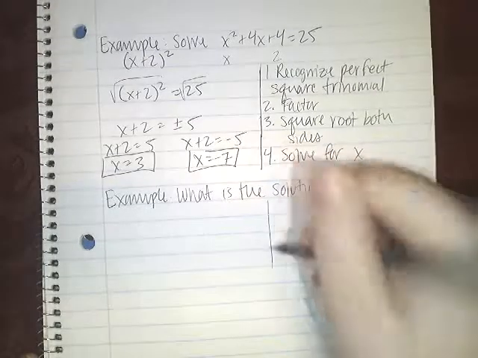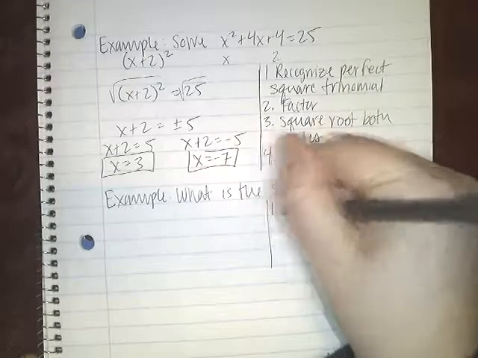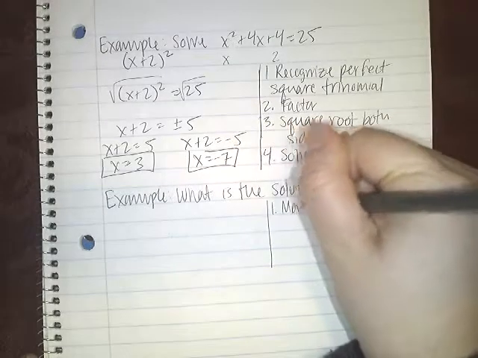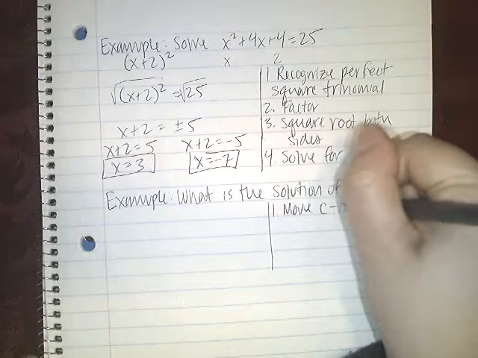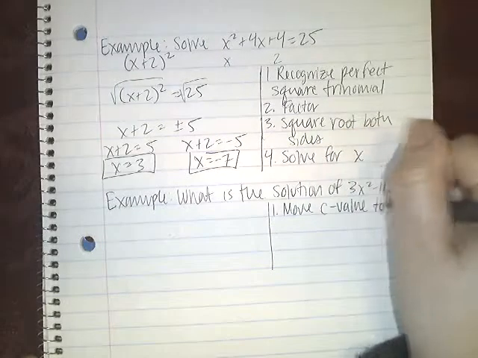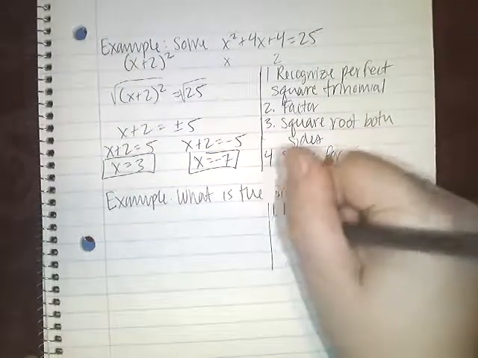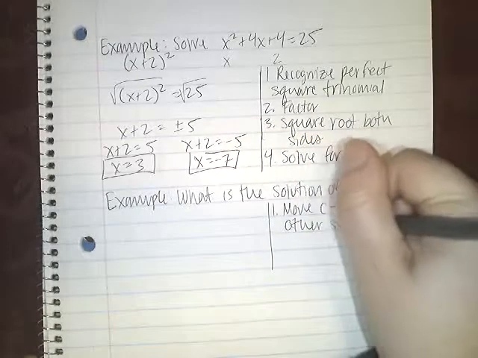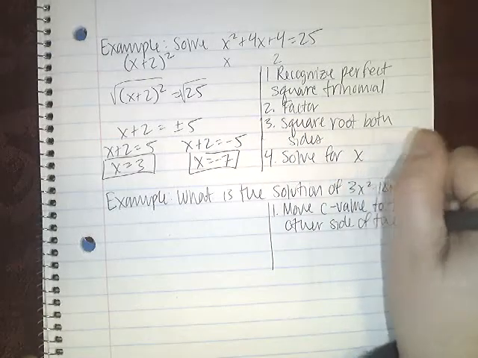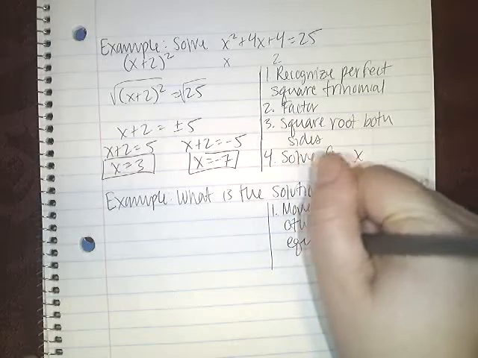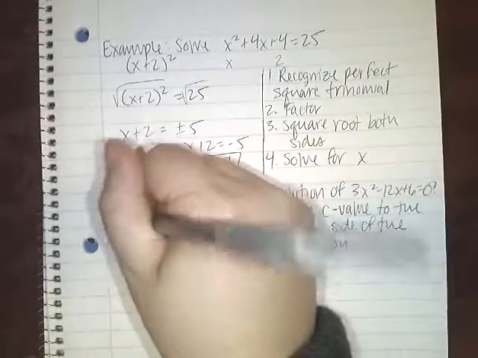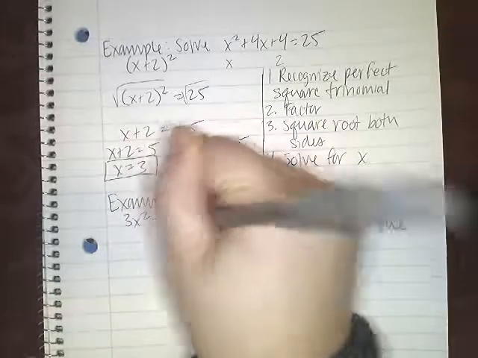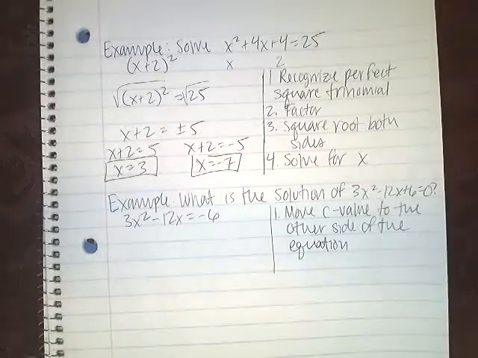So to do this, we're going to first, step 1, move c. Since this is standard form, I'm going to move my c value to the other side of the equation. So when I do that, I end up getting 3x squared minus 12x equals negative 6.